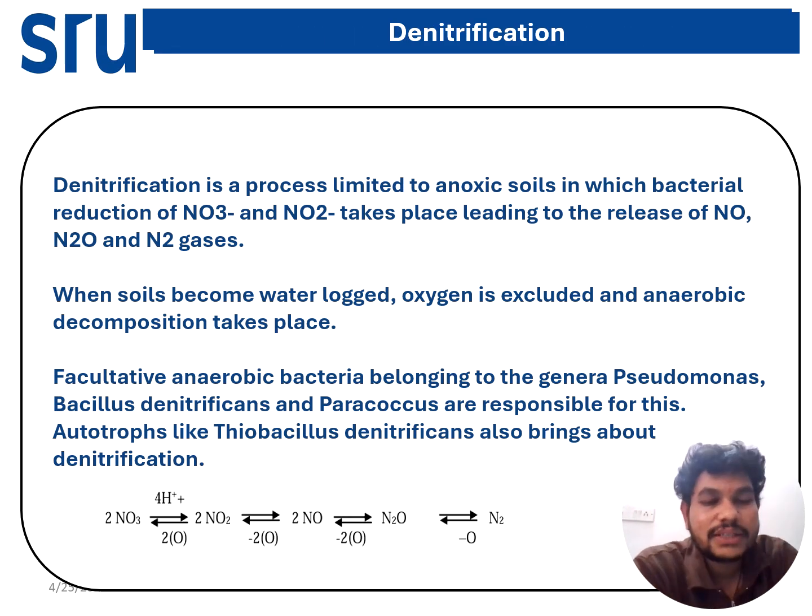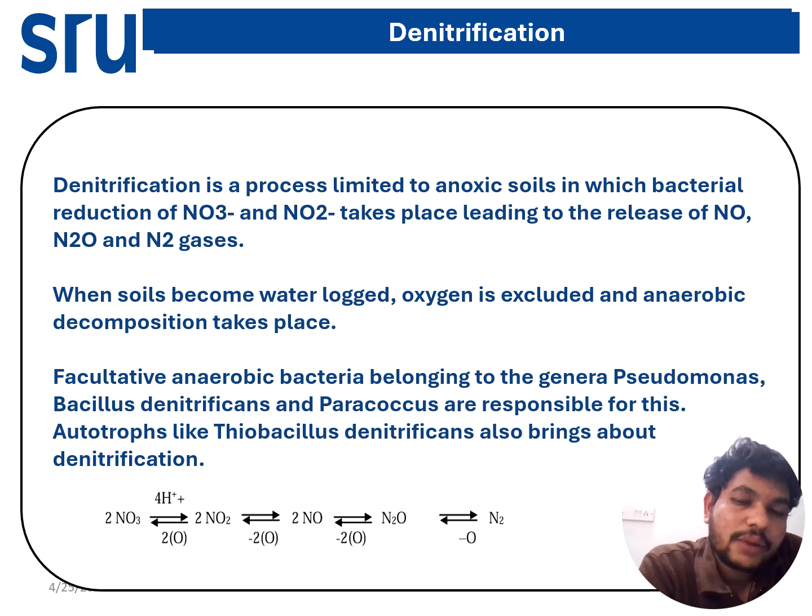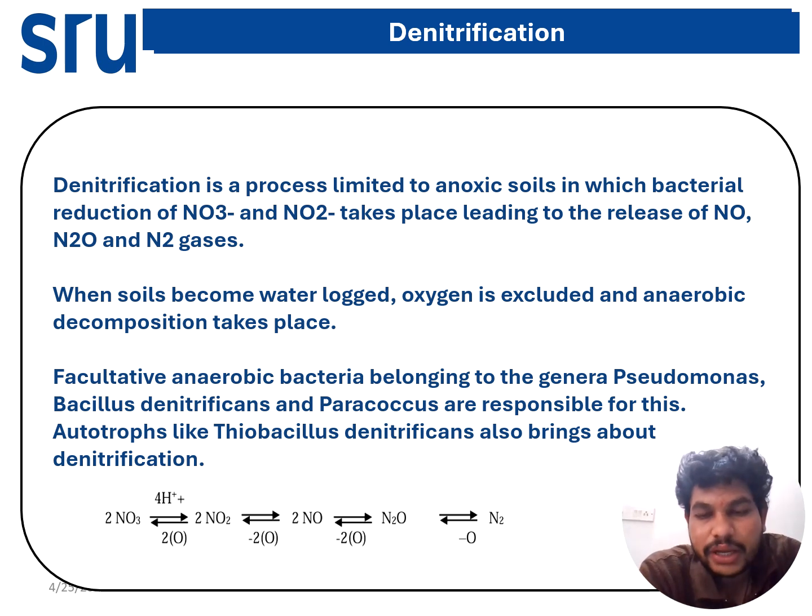Then the another process, that is denitrification. Denitrification is a reverse process to nitrification, which occurs mostly in anaerobic conditions and is carried out by facultative anaerobic bacteria. Facultative anaerobic bacteria means those bacteria which are aerobic in nature, but in anaerobic conditions they will survive on the aerobic compounds. Those bacteria are Pseudomonas, Bacillus denitrificans and Sphaerococcus, which are responsible for this.